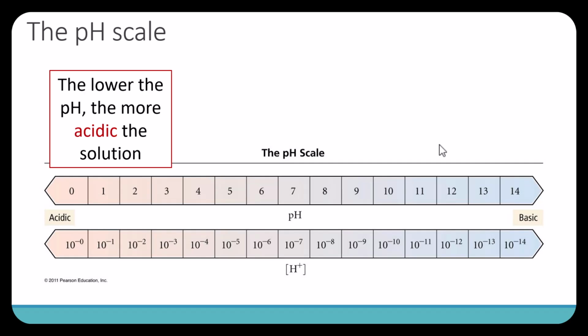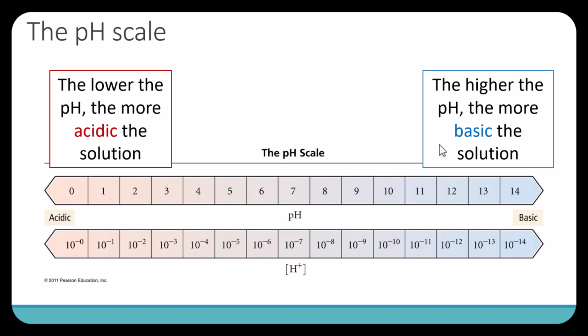Something on the lower end of the pH scale is more acidic. So something with a pH of 5 is acidic, and something with a pH of 1 is very acidic. Something on the higher end of the pH scale is more basic or alkaline, right? So again, something with a pH of 9 is pretty basic, and something with a pH of 14 is very basic. And the middle of the scale is 7. Something that has a pH of 7 would be considered neutral.